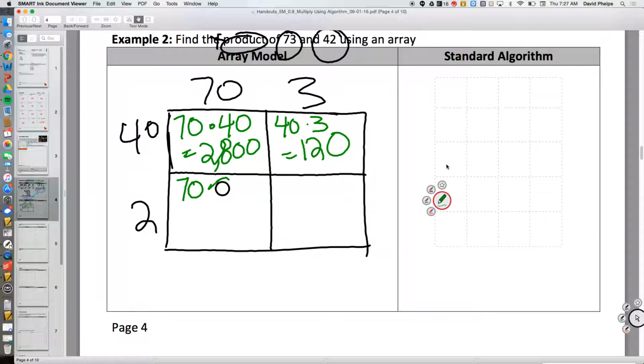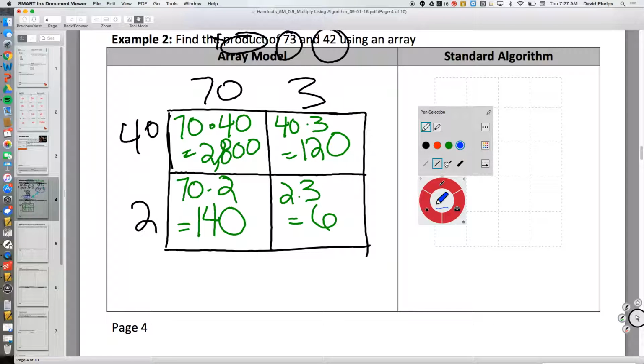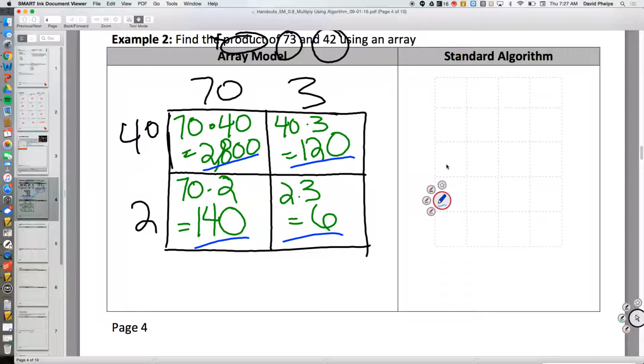Ooh, that's a weird looking 2. My bad. There we go. 7 times 2, that's 14, plus the 0 is 140. One more left. It's the easy one. 2 times 3 gives us 6. Make sure you have each of these underlined values written down so we can add them up.